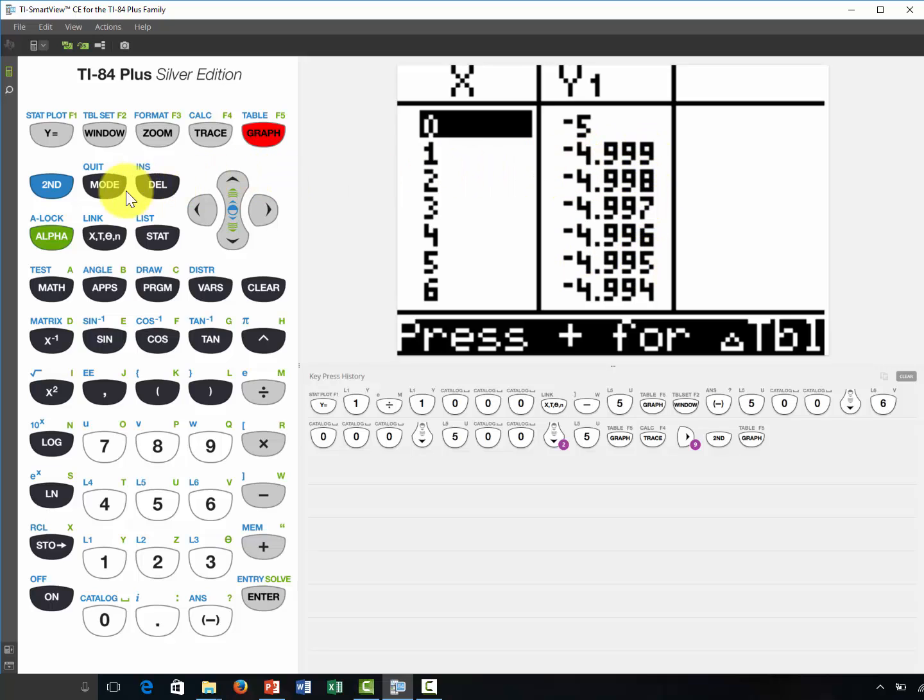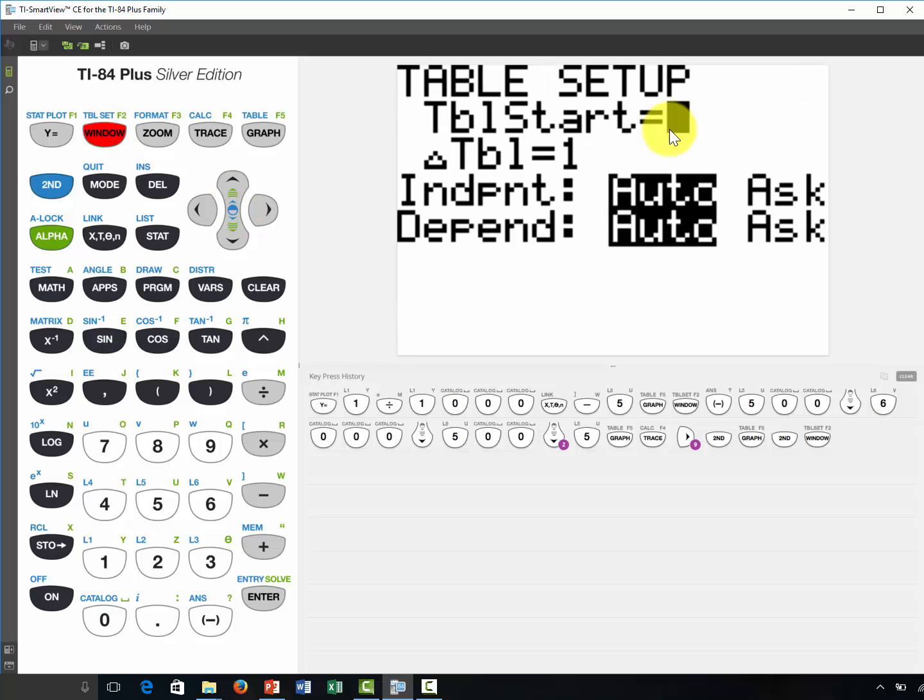I can change this to where instead of counting by 1, I can count by tens or hundreds or even 1,000. I think I'm going to try 500. So if I hit second and window, which is table set, I can start at 0. I can change that if I like. So this means change in the table. The default is 1, count by 1s. Let's change it to 500. So we're going to count by 500.